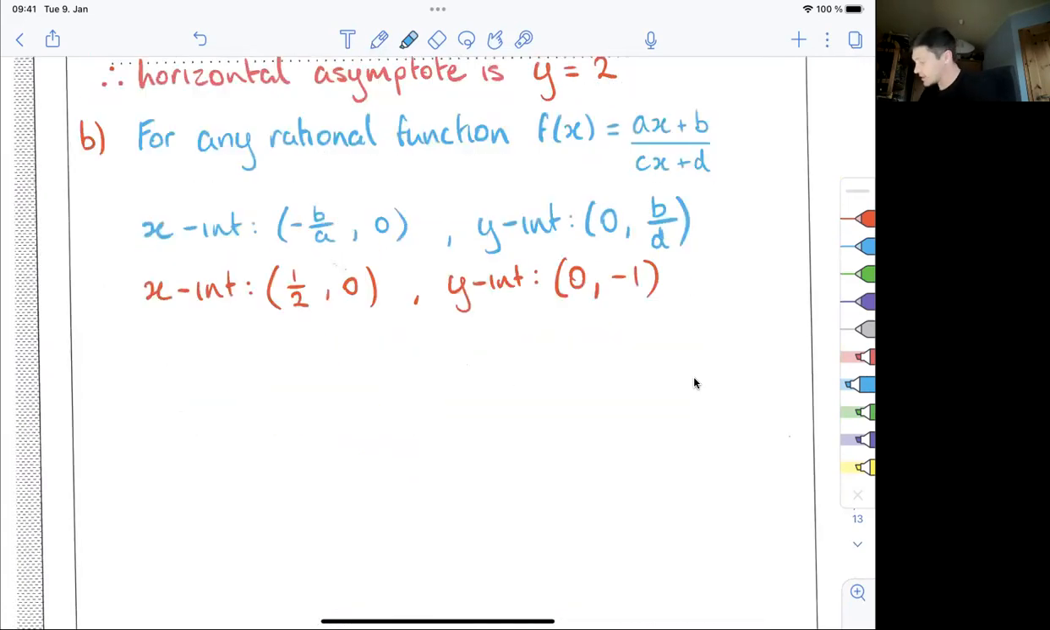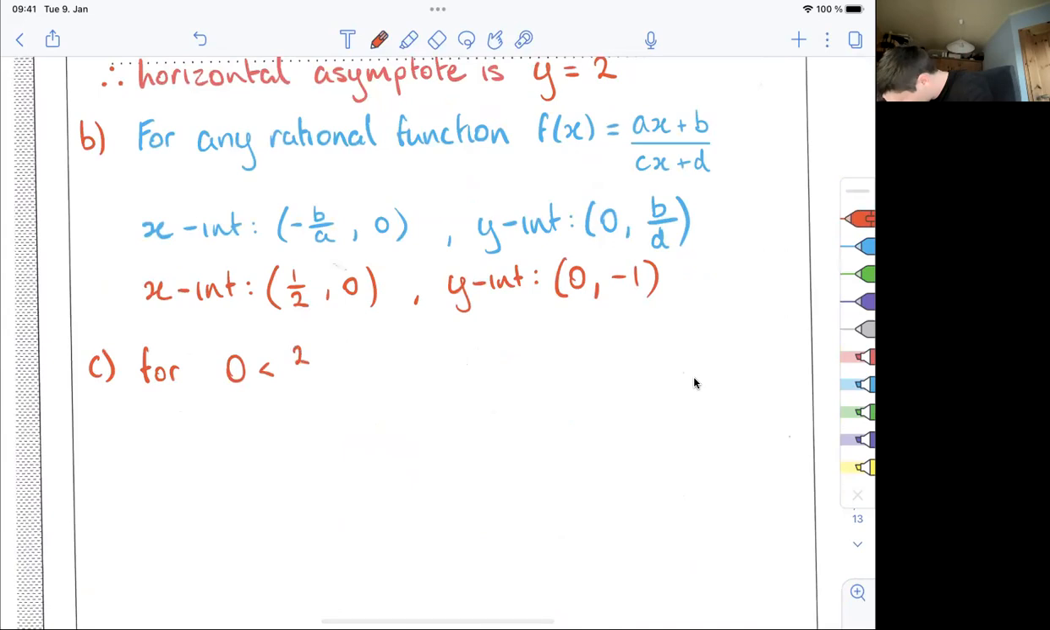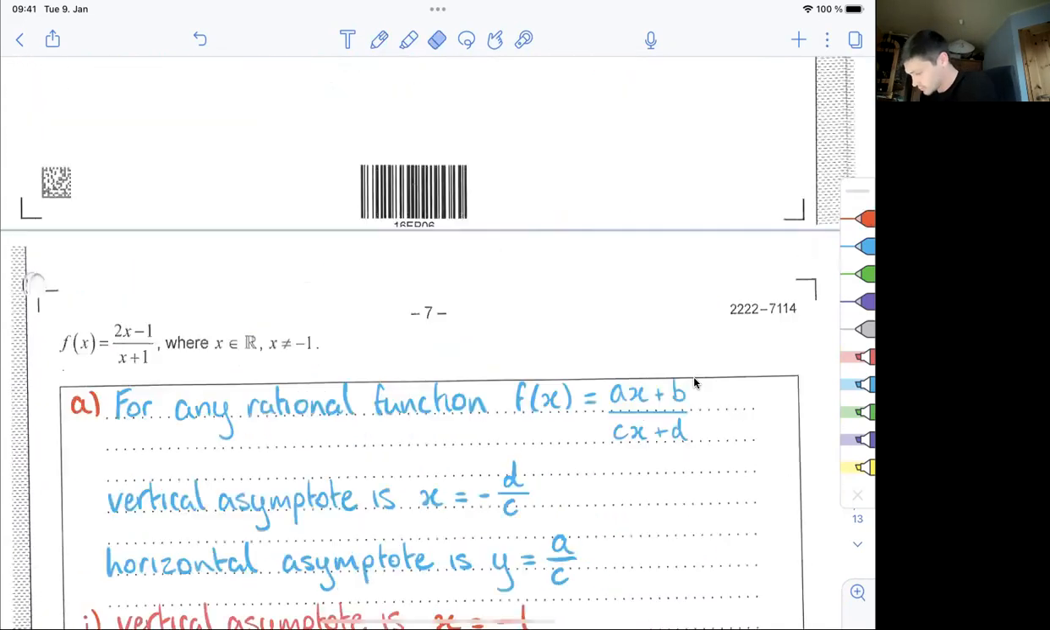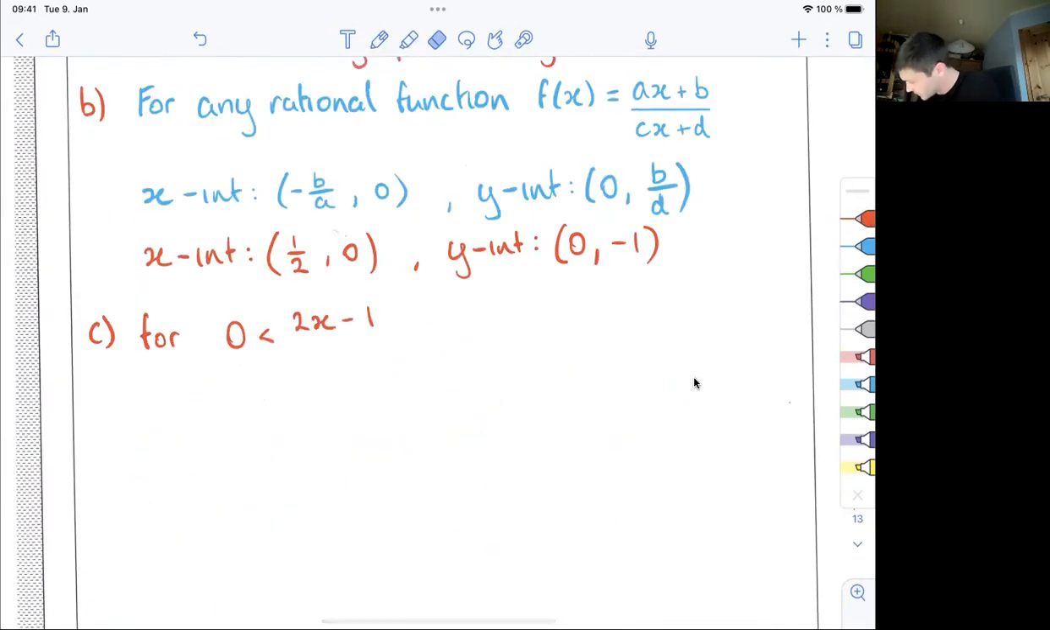And so we can write that down here. We'll say 0 is less than, oh wait, it was minus 1, wasn't it? 2x minus 1 over x plus 1, less than 2. x must always be more than a half. And there is the answer to part C.